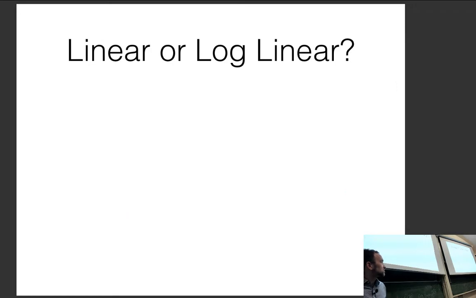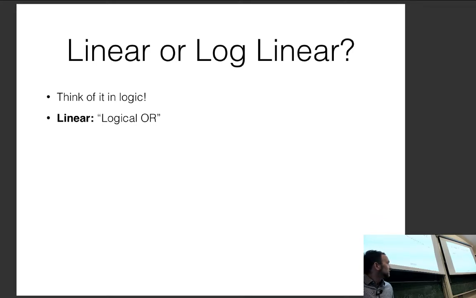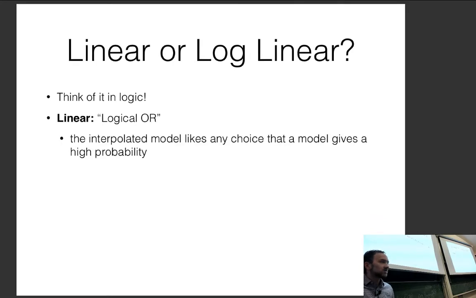So then the question becomes, which one should you use, linear or log linear? You can think of this in terms of logic. Linear is kind of like a soft logical OR. And what this means is the interpolated model likes any choice that any model gives a high probability. To give an example, we have the probability according to model 1 is equal to 0.2, 0.1, 0.